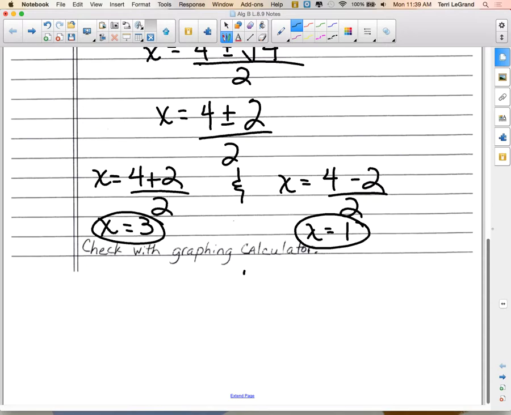Okay, we'll grab a graphing calculator. I'm just going to set that on the board for you to have it. Help your neighbors out. We'll grab a graphing calculator. Let's see how we did.